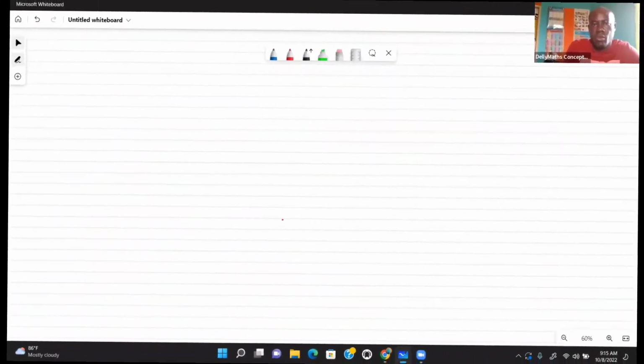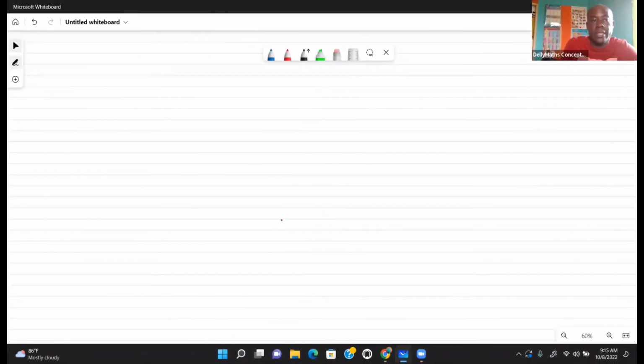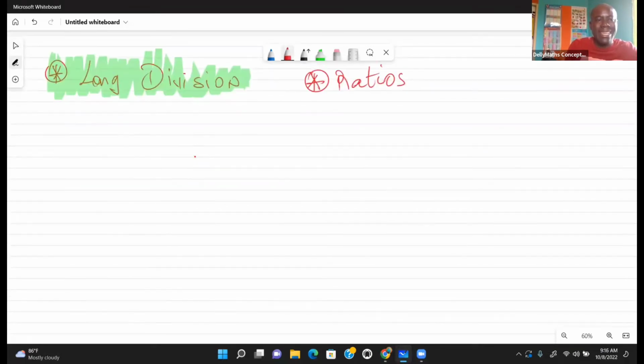Off this morning, we want to look at long division. Now we're going to write down the key steps in long division. The key thing is there are some steps. So I'm going to list them.